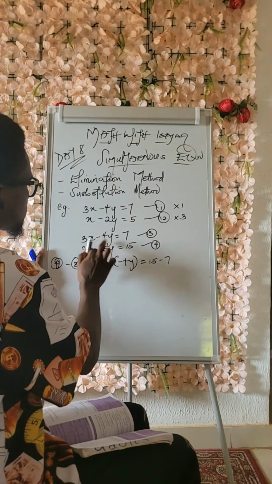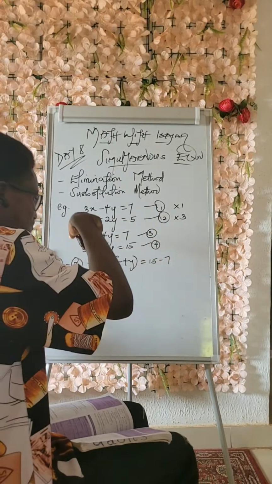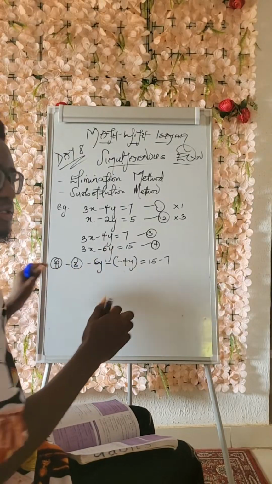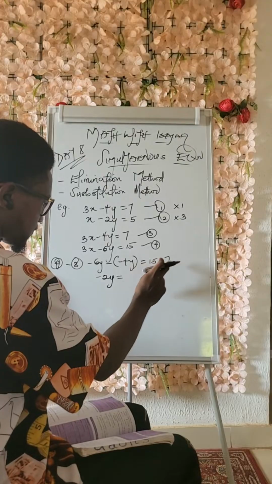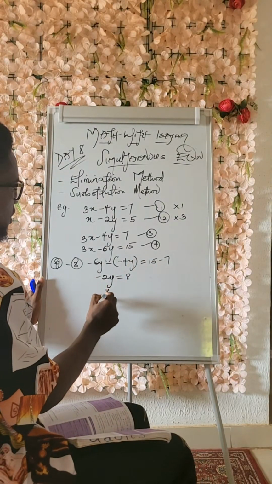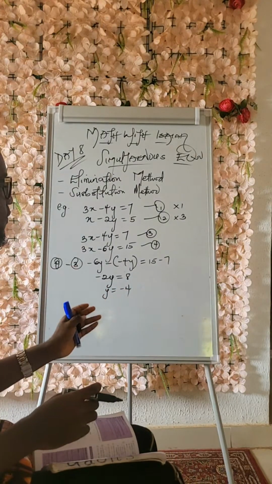We are subtracting. So this minus this. So minus 6y minus 4y. So minus times minus is plus. So minus 6y plus 4y is negative 2y equals 15 minus 7, you have 8. If you divide both sides by minus 2, you have y to be minus 4. So that means your value for y is what? Minus 4.